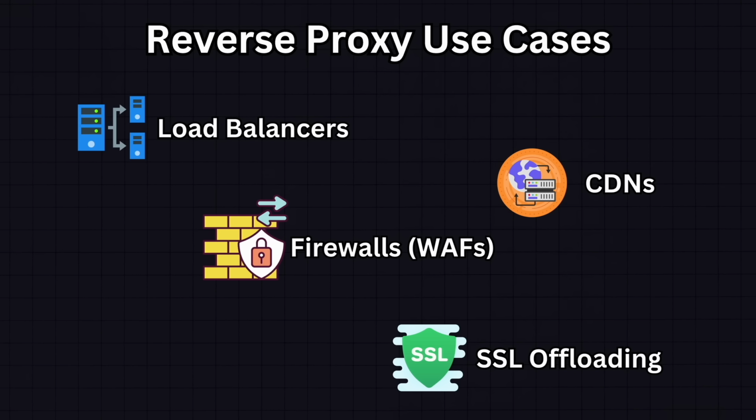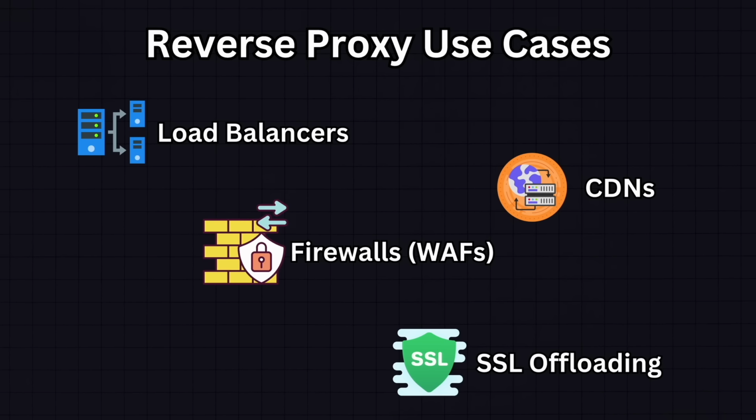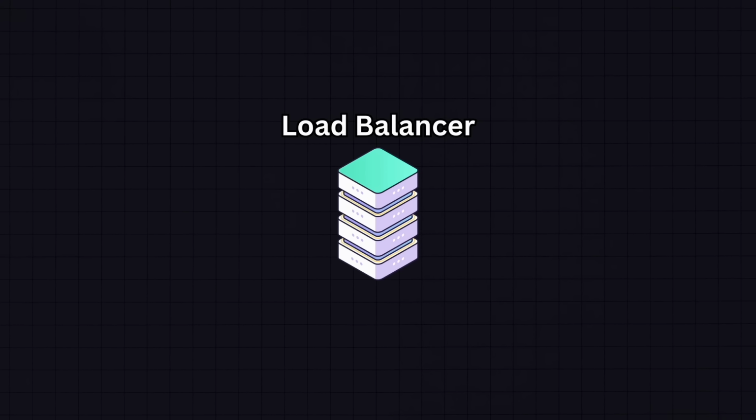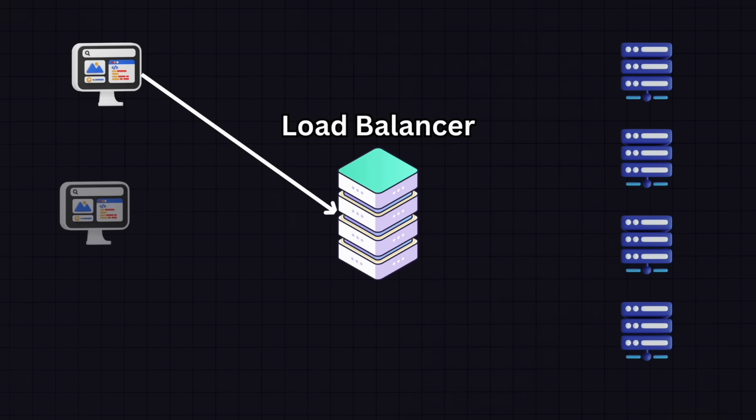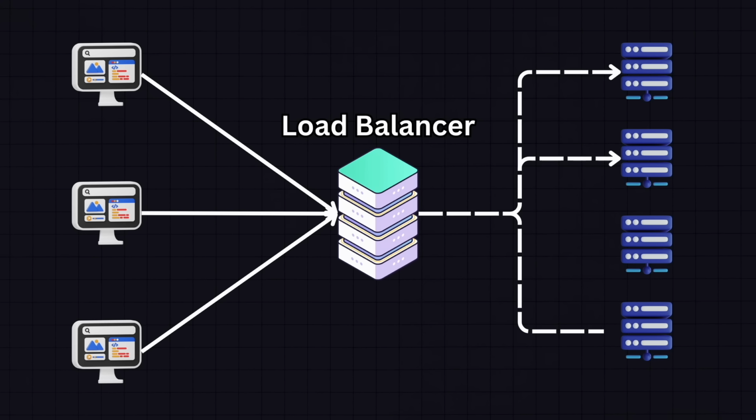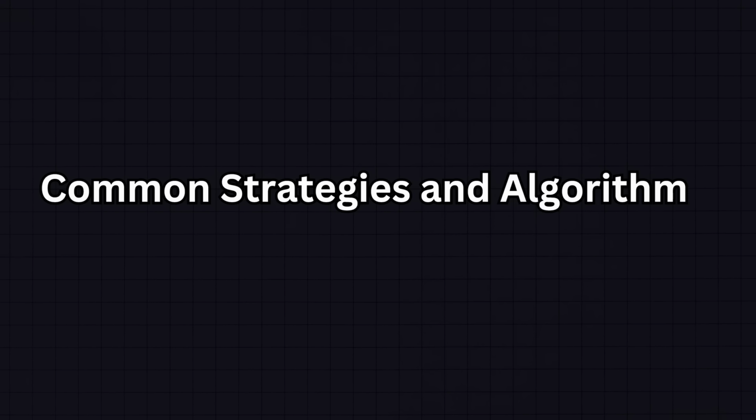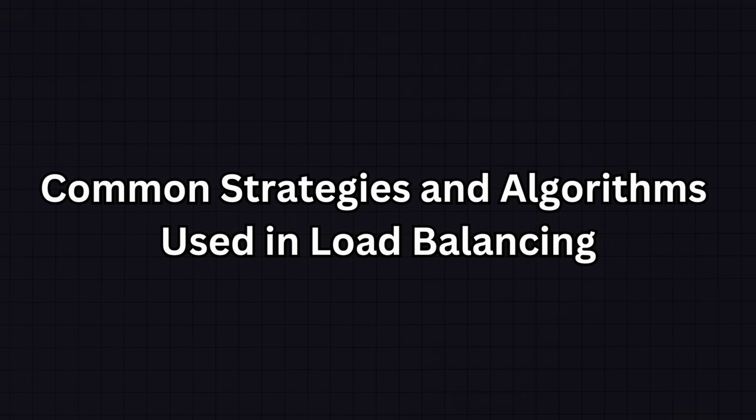Some reverse proxies handle the encryption and decryption of SSL/TLS traffic, offloading that task from web servers to optimize their performance. Load balancers are perhaps the most popular use case of proxy servers. They distribute incoming traffic across multiple servers to make sure that no server bears too much load. By spreading the requests effectively, they increase the capacity and reliability of applications. Here are some common strategies and algorithms used in load balancing.